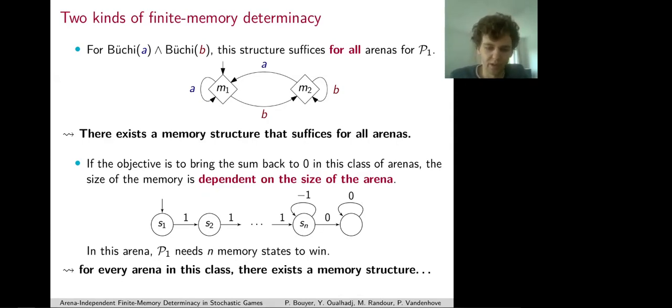You need to first look at the arena and then pick a finite memory structure that will be sufficient to win. So what we can say is that for this objective in this class of arenas, for every arena in this class, there exists a finite memory structure. So that's a weaker property than the first one, because you can just define one single memory structure that suffices for all arenas. And that's why in this case, we talk about arena-independent finite memory, and that's the case we are interested in the first case here.